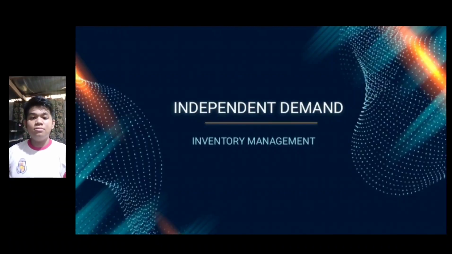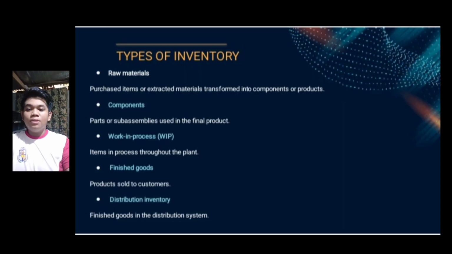Independent demand, inventory management. Types of inventory. Raw materials: purchased items or extracted materials transformed into a component or a product. Components: parts or sub-assemblies used in a final product. Work in process, or WIP: items in process throughout the plant.